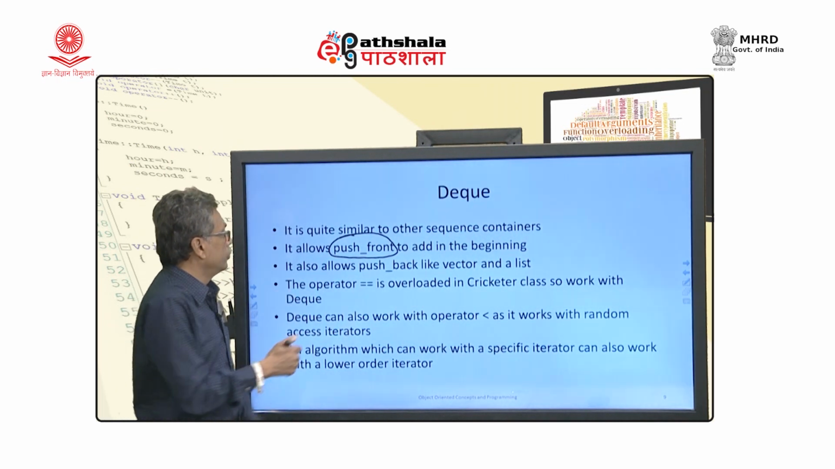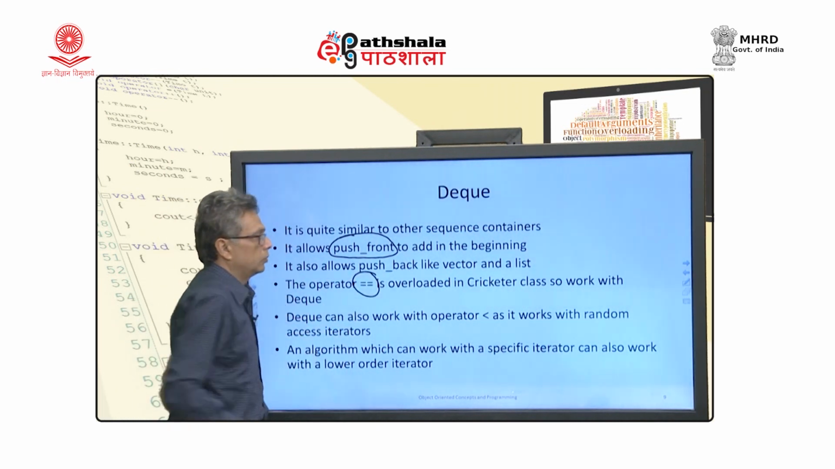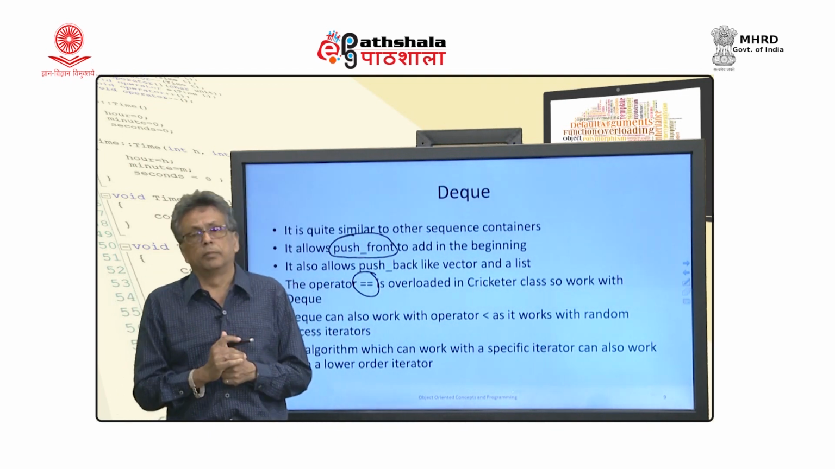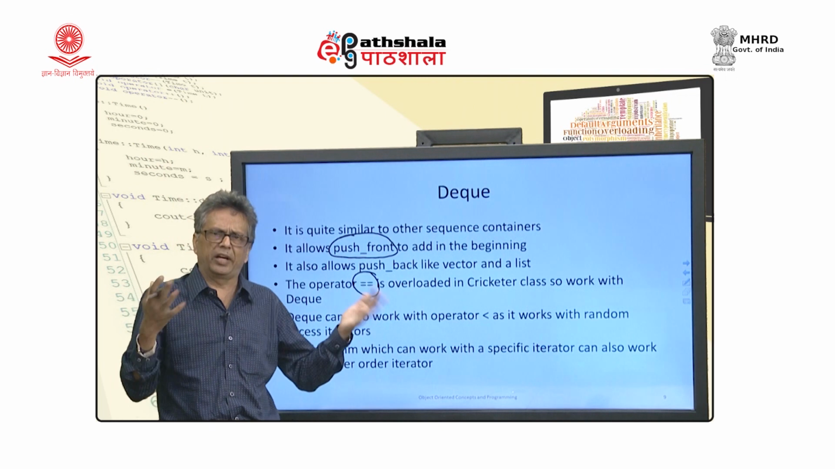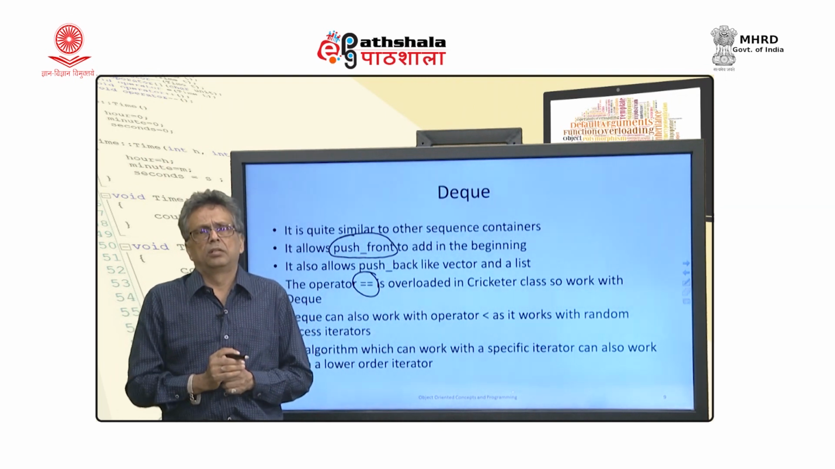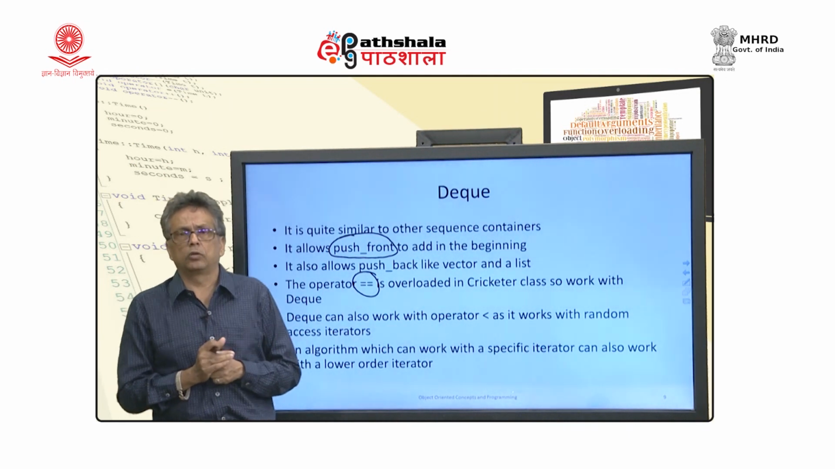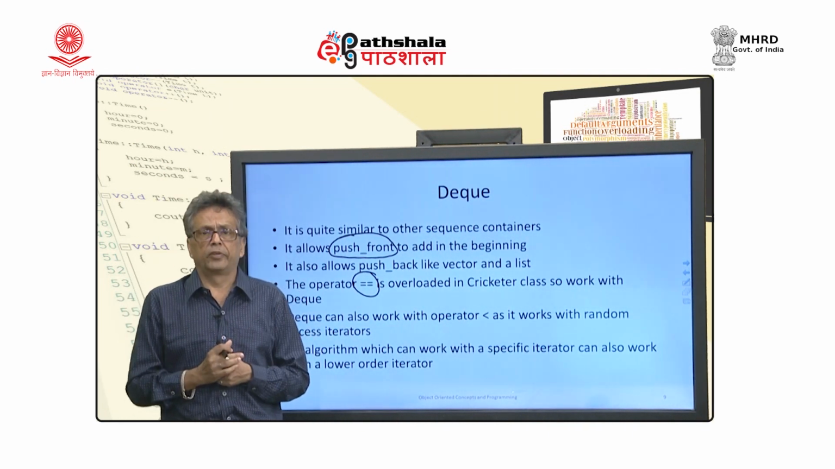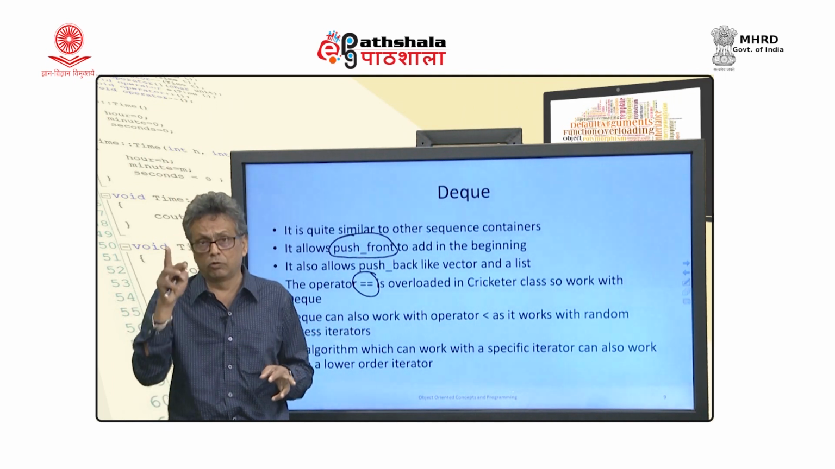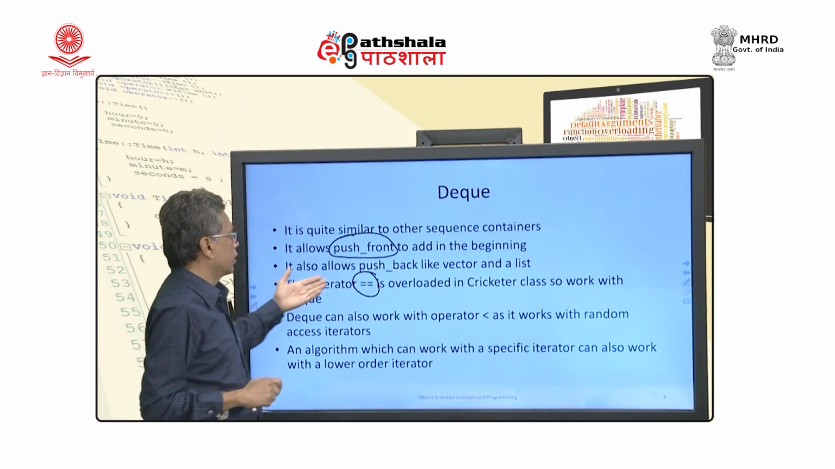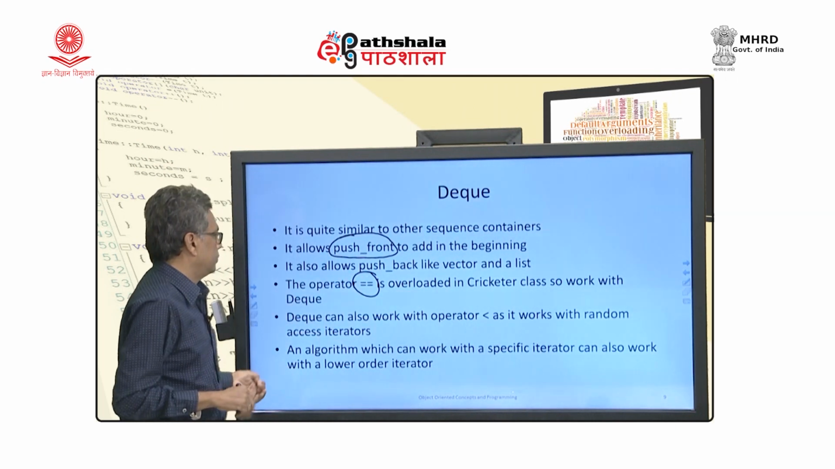So, you can insert here, you can insert at the other end. And what you need is operator double equal to. Deque actually works on random access iterators, so double equal to is fine, accepted. That is going to work here, we do not need to worry, because I am only going to use find. If I am going to use sort, I need to overload the less than operator. So, deque can use both.